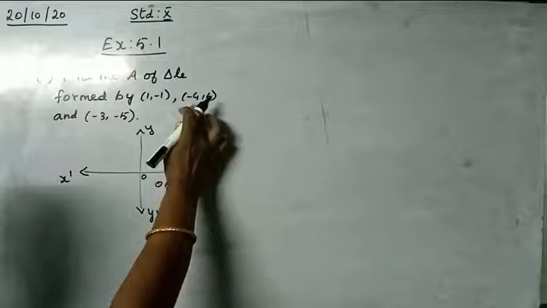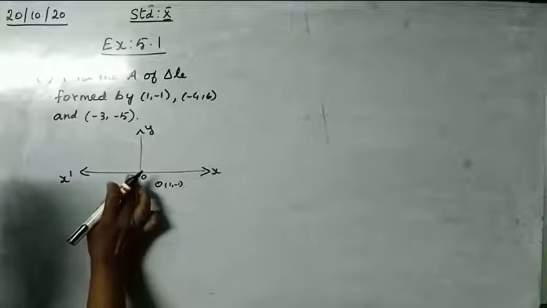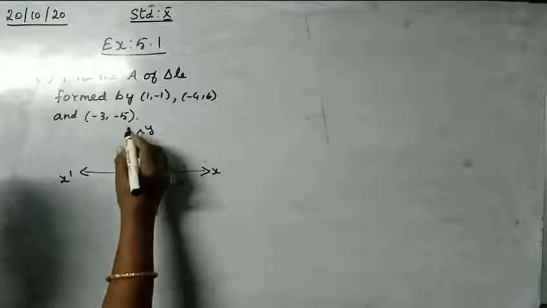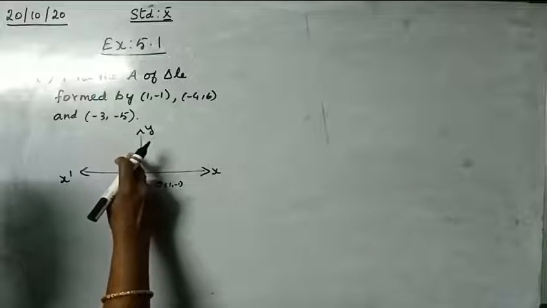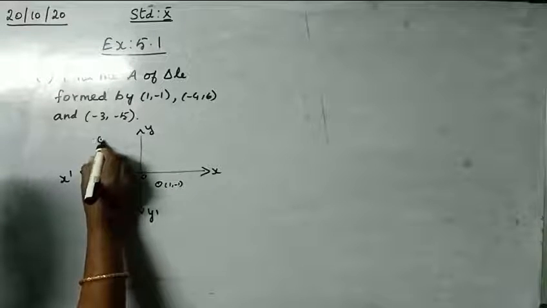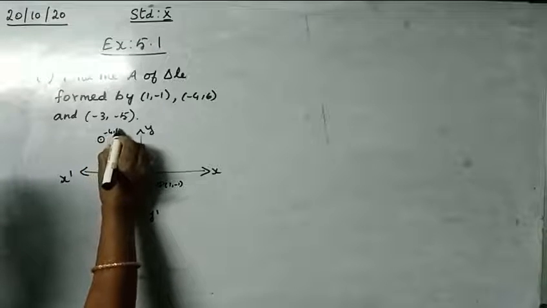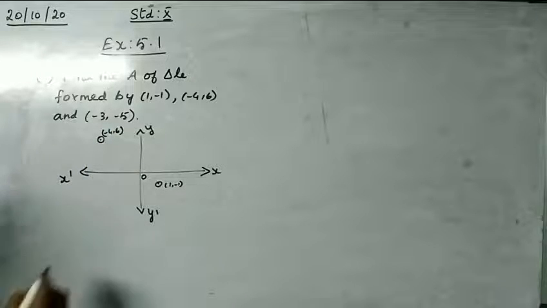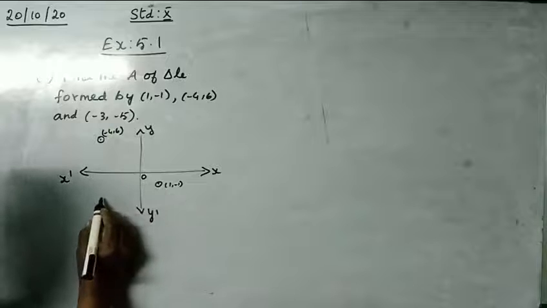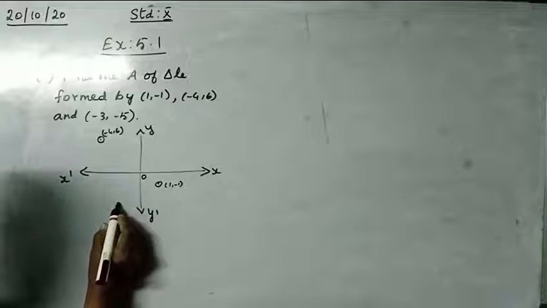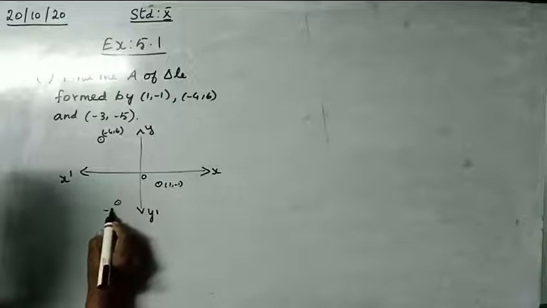The next one is (-4, 6). So minus is in x dash and 6 in y. That's the second quadrant, so minus and plus. So (-4, 6). And the last one is (-3, -5). Both are minus, so it lies in the third quadrant. So (-3, -5), let it be here.